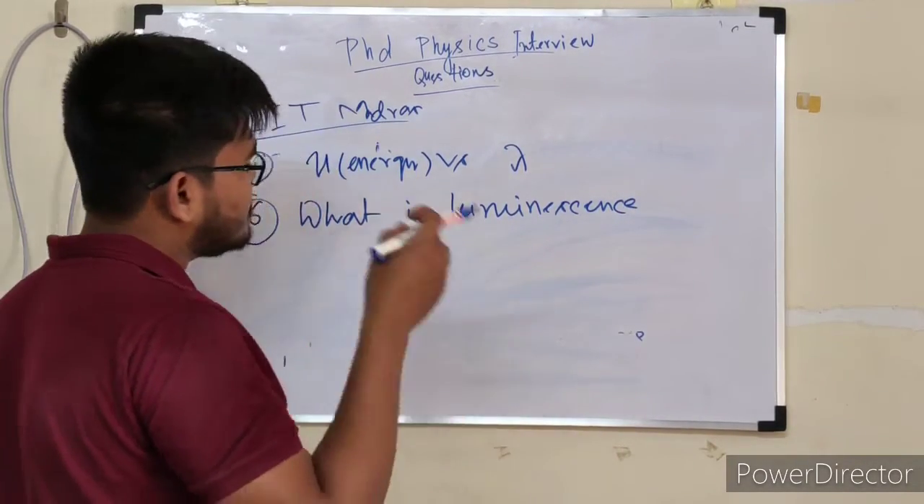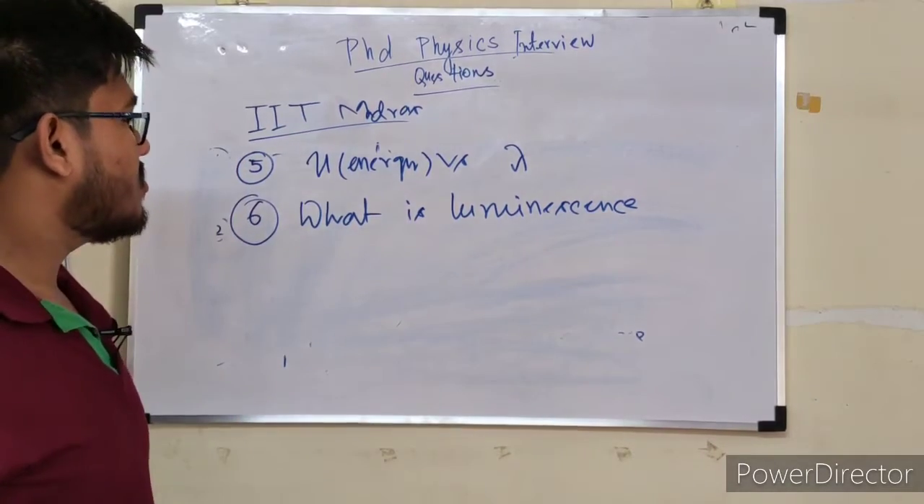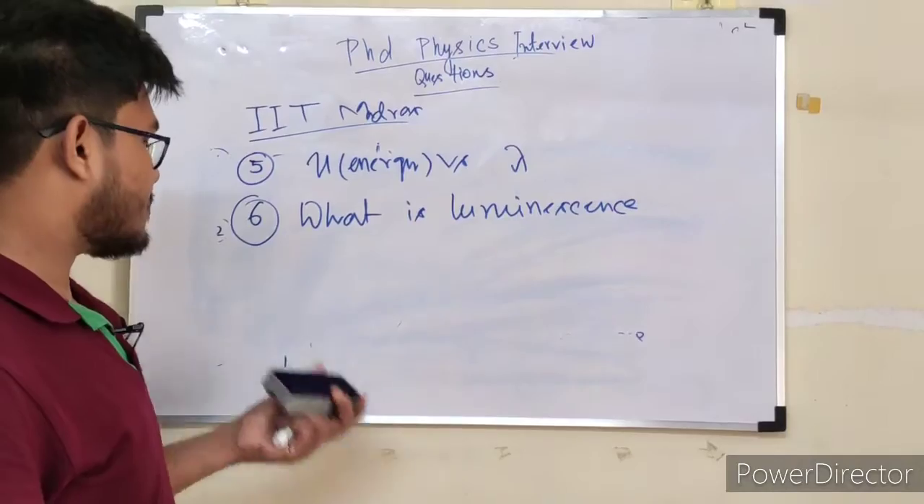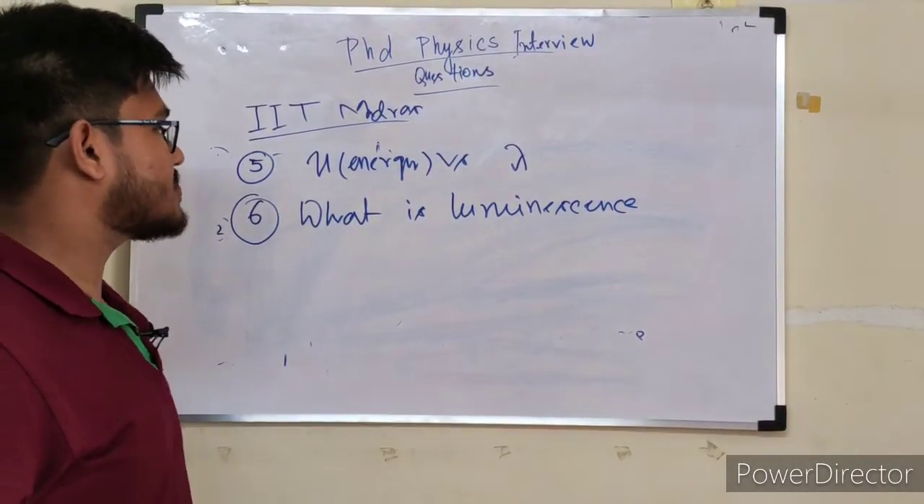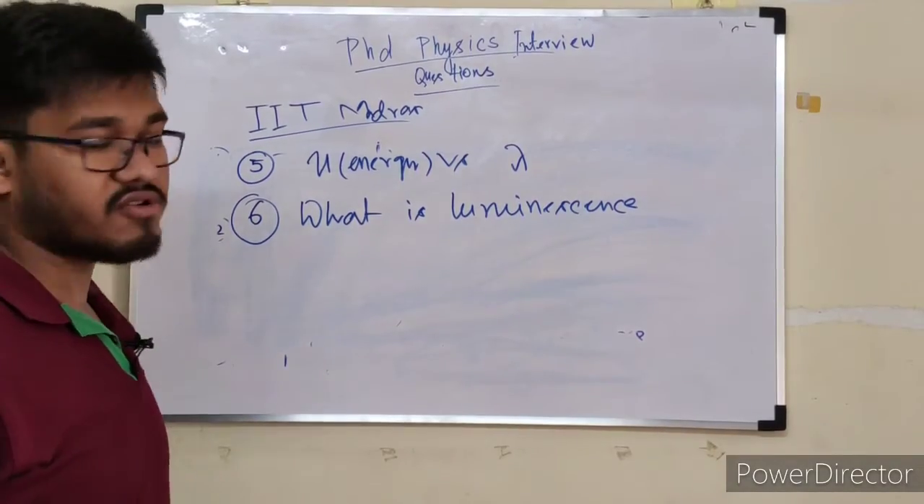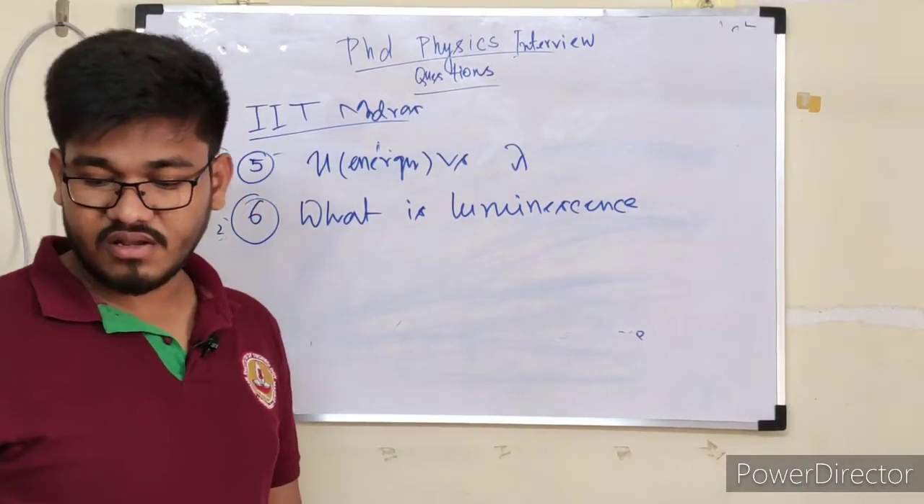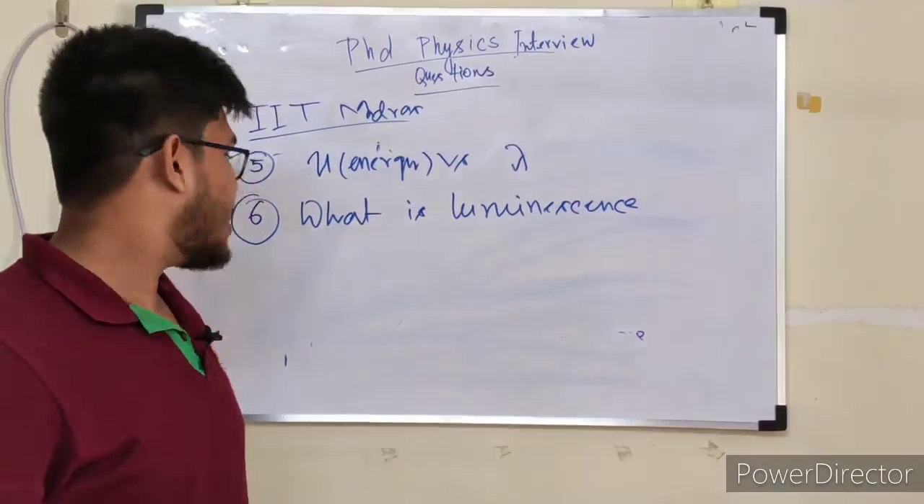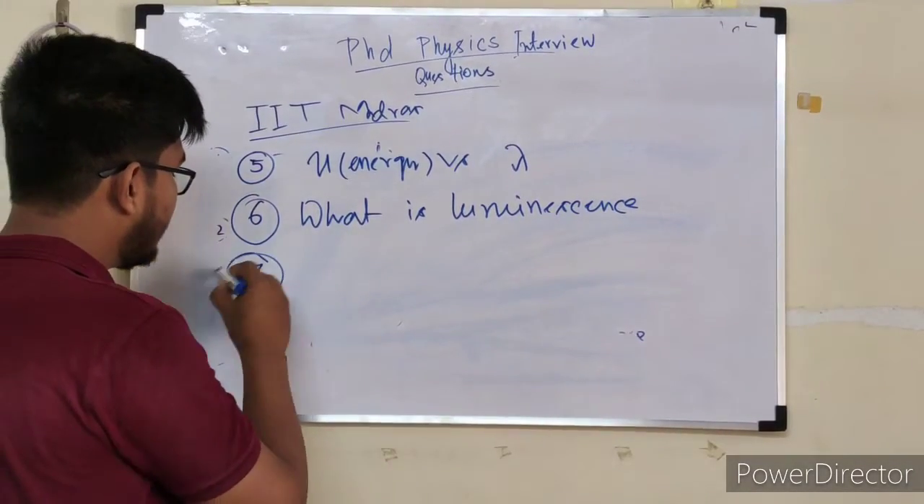You study all these things: luminescence, fluorescence, phosphorescence. I was not able to answer this question because I thought they would also ask from atomic physics, the transitions between different kinds of energy levels, and I was not sure of those. That's why I skipped this question. Another question, the seventh question you can say.